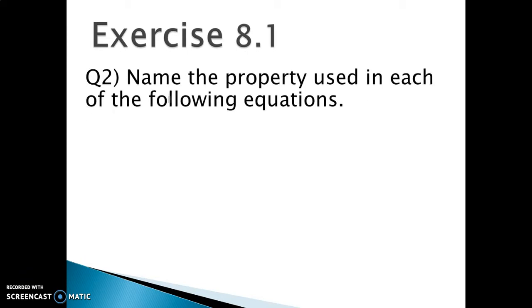Exercise 8.1 is given on page number 48 of the textbook, and its question number 2 is: name the property used in each of the following equations. Here we have to look at the question and identify the type of property used in this particular mathematical sentence. On our screen we can see the first sentence is 7 plus 10 is equal to 10 plus 7. The sentence indicates that while adding, the sequence of the numbers does not matter. We can add in any sequence.